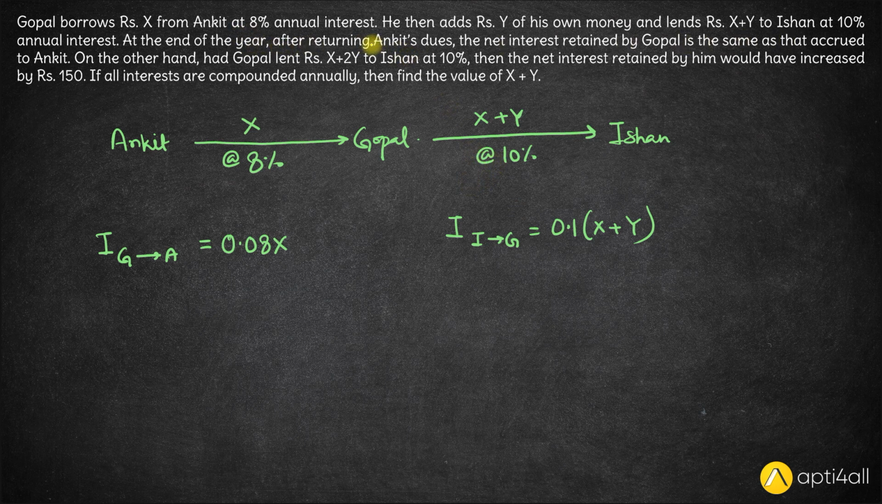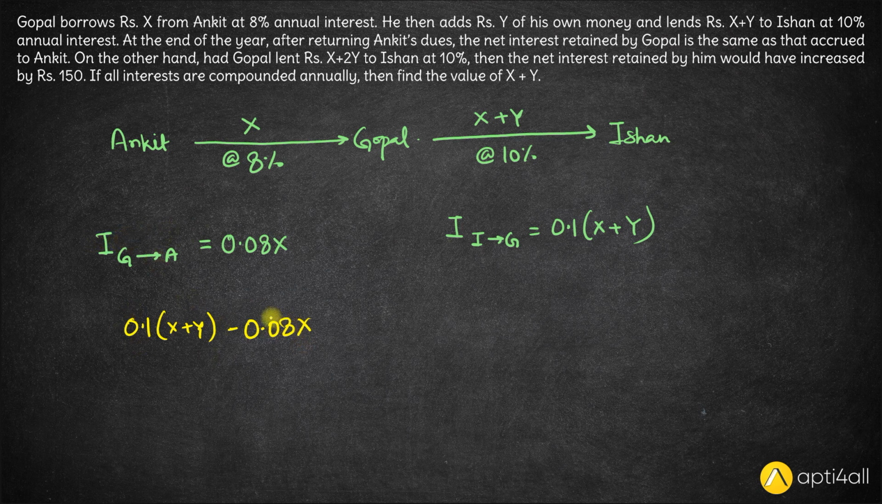at the end of the year, after returning Ankit's dues, the net interest retained by Gopal is same as that accrued to Ankit. So what is the interest that will be retained by Gopal? The interest retained by Gopal will be the difference of these two. 0.1 times of X plus Y minus 0.08X, right? This is what Gopal will get and this is what Gopal has to give.